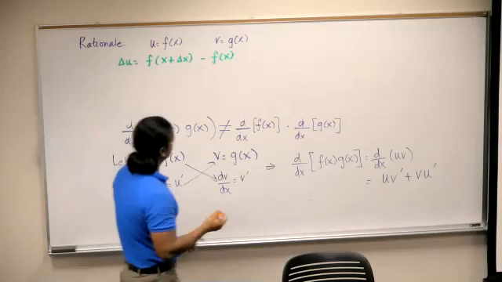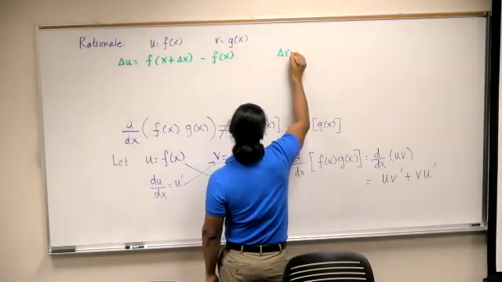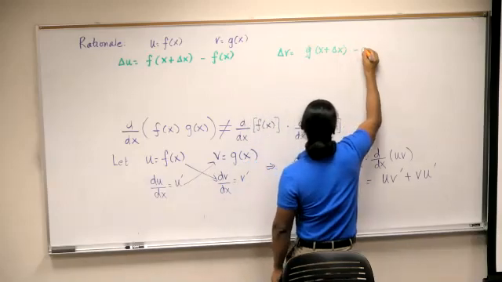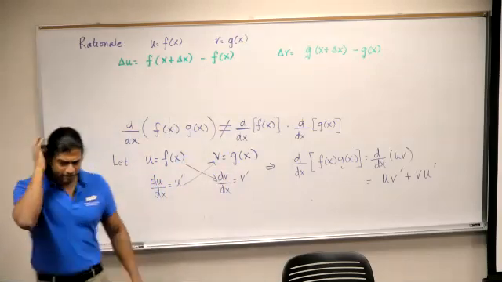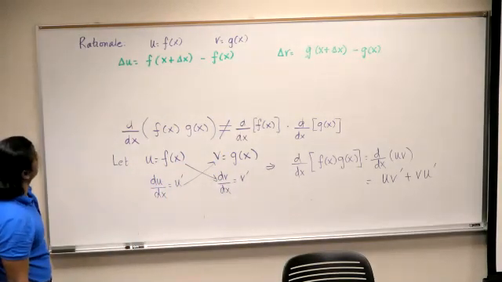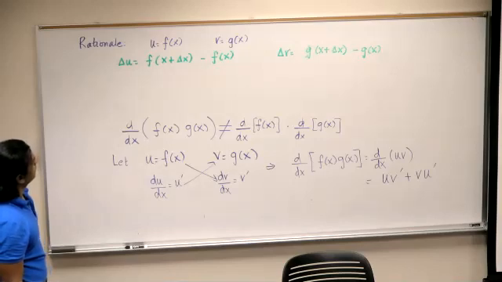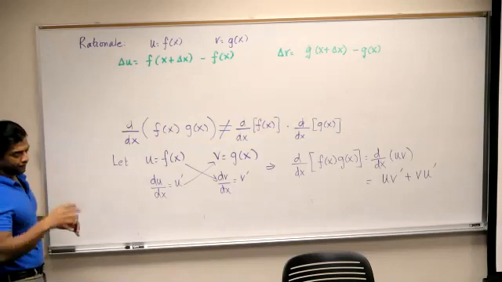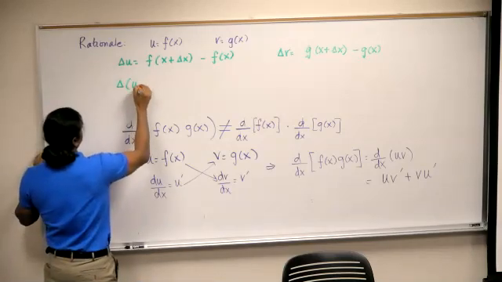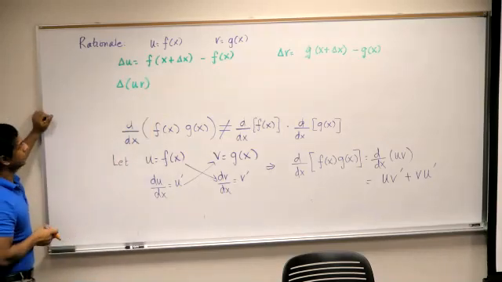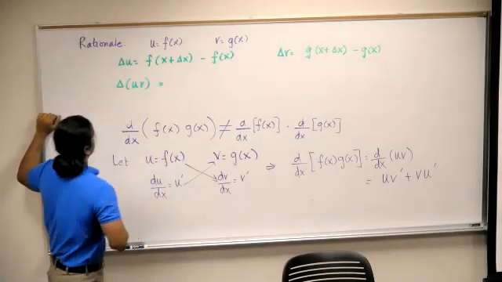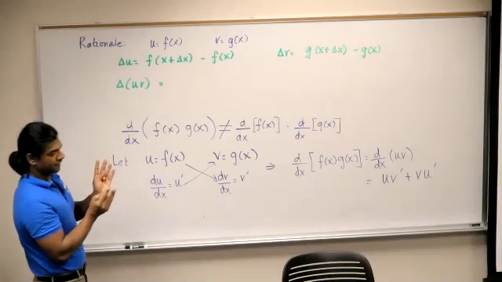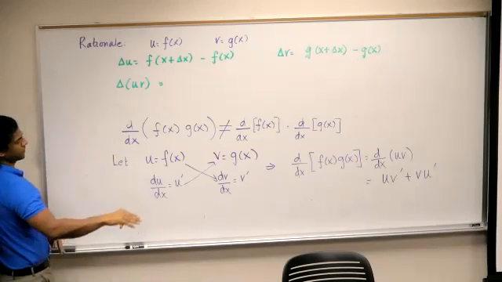Correct? And in a similar manner, delta v would be g of x plus delta x minus g of x. The change in v is simply g of x plus delta x minus g of x. Now we want to find delta uv, right? So that would mean I want to find the net change: f of x plus delta x, g of x plus delta x, and then minus f of x, g of x.